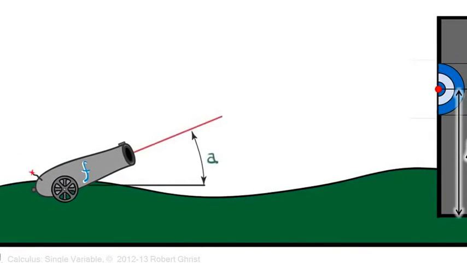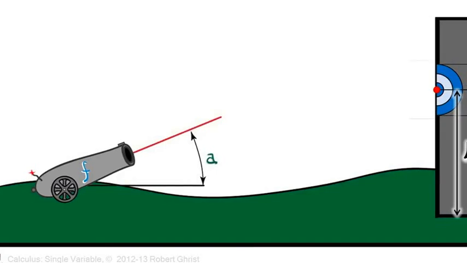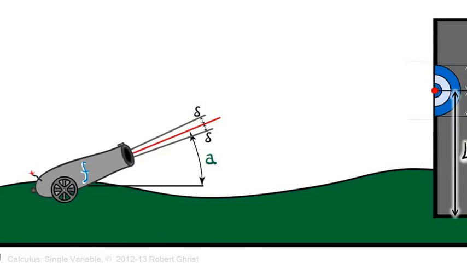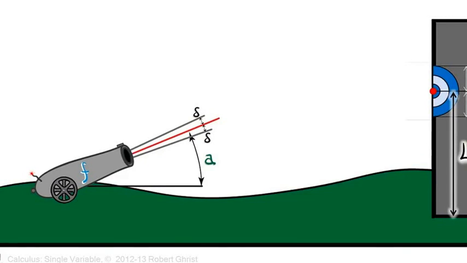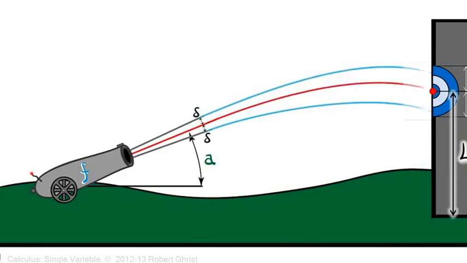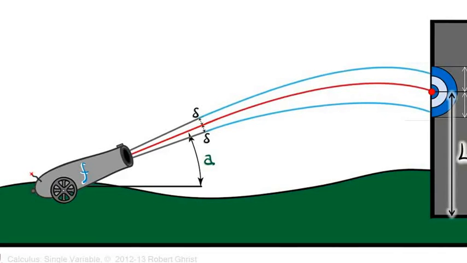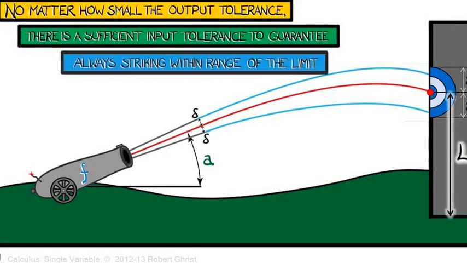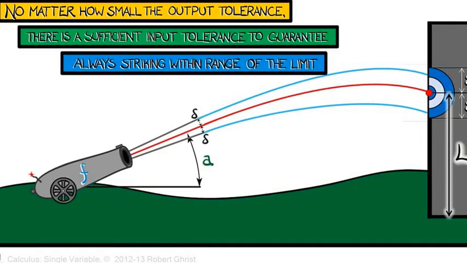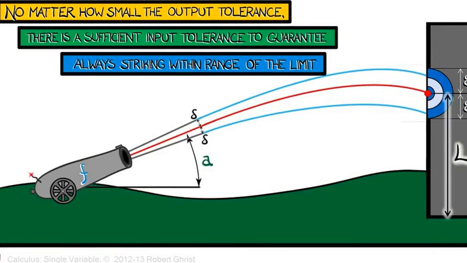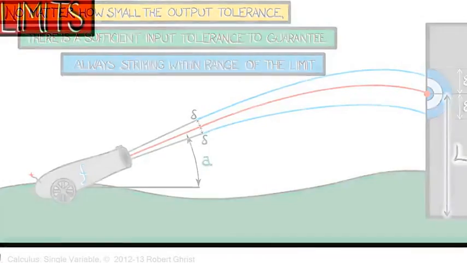Using your function, you can set the input to be as close to a as you like, but there's going to be some tolerance on the input, some degree of error that is bounded by delta. In order to have the limit of f of x as x approaches a equals L, anything within the input tolerance has to hit the target within the output tolerance. This must be true no matter how small the output tolerance, epsilon, is. You can find some sufficiently small input tolerance to guarantee always striking within range of the limit.